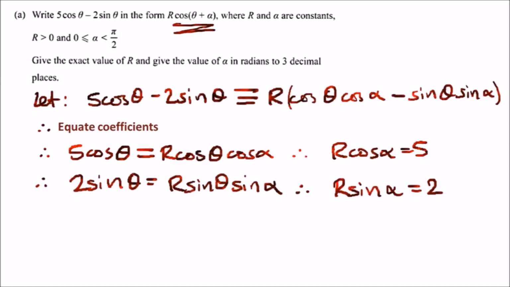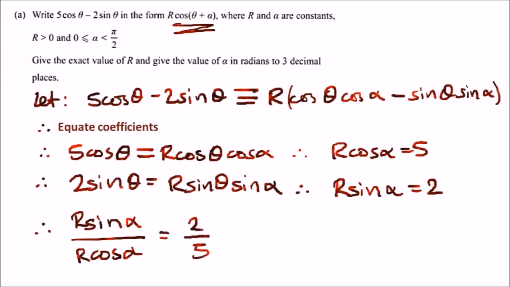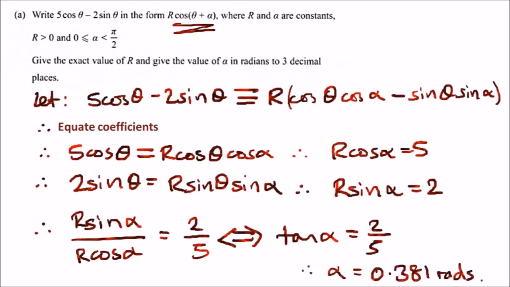At this stage we need to figure out how to find r and alpha. One technique we can use is a trigonometric identity. We know that sine over cos equals tan, and if we do r sine alpha over r cos alpha, we can cancel the r, leaving tan alpha equal to 2 over 5 from both equations. Now make sure your calculator is in radians and take tan inverse of 2 over 5, which gives you 0.381 radians. That's it. Now, how do we find r?